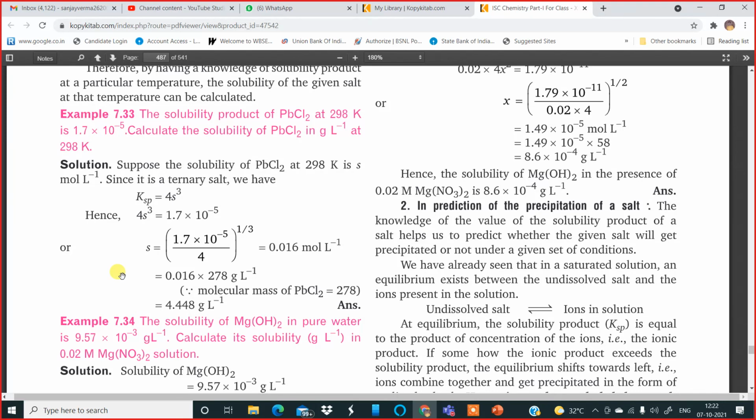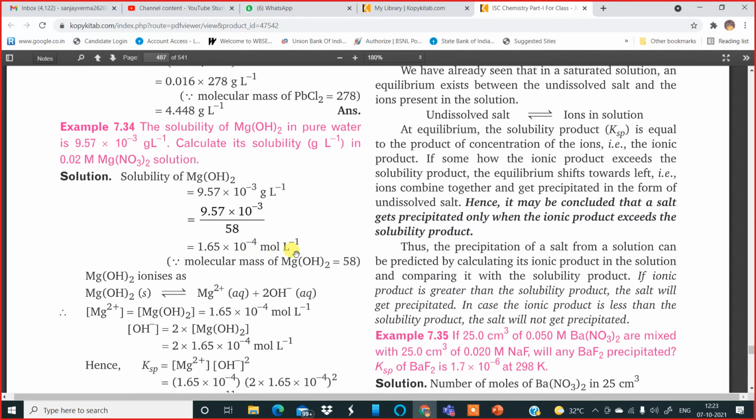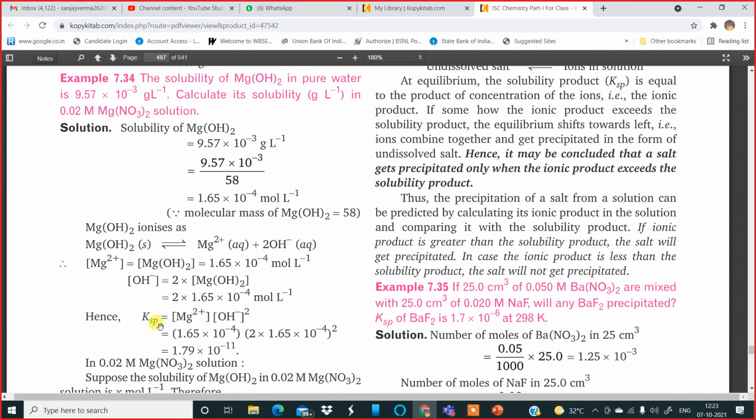Then the next example under this is example 7.34. The solubility of magnesium hydroxide in pure water is given. They are telling us to calculate its solubility in 0.02 M magnesium nitrate solution. Here the solubility of magnesium hydroxide is given as 9.5 grams per liter. Get it converted into moles per liter, and magnesium hydroxide ionizes in this manner. Get the KSP by applying the formula, because the concentration of hydroxyl ion is twice the concentration of magnesium ion. It is given as 1.6 × 10^-4.